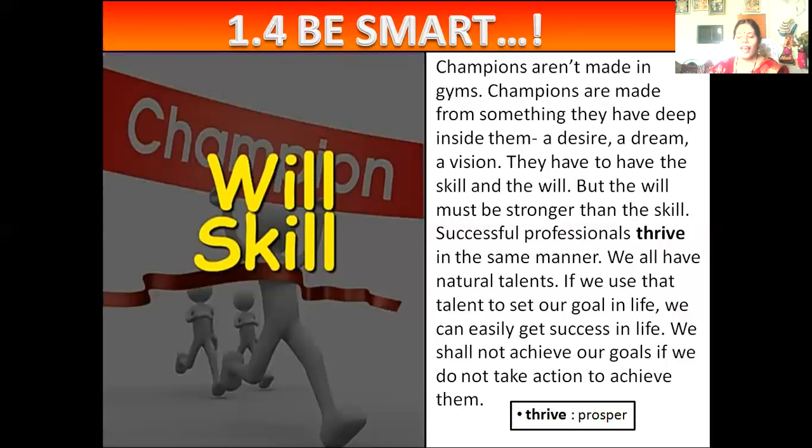Every one of us has natural talent. We have to decide our goal by identifying the talent. It is quite easy to become successful if we decide and act towards the goal. Action is important. Without action, we cannot be successful. It is a proverb, action speaks louder than words. So, action is important. And the will must be stronger than the skill. Next paragraph.